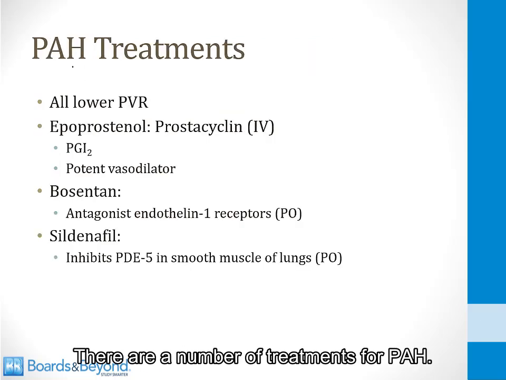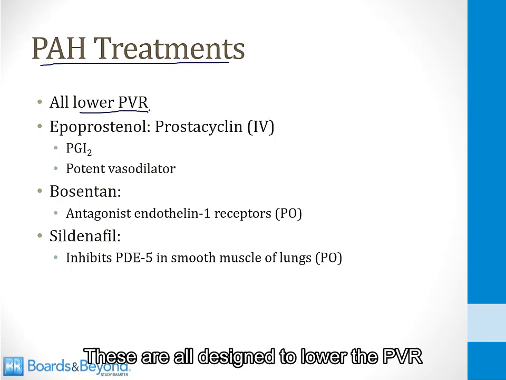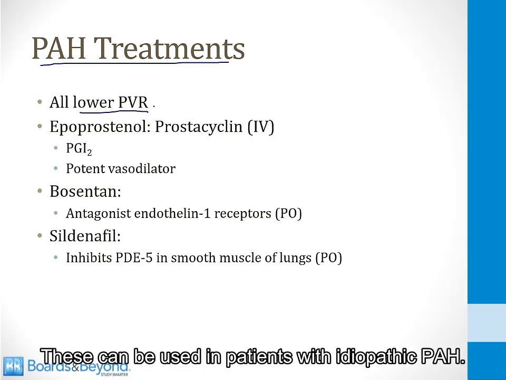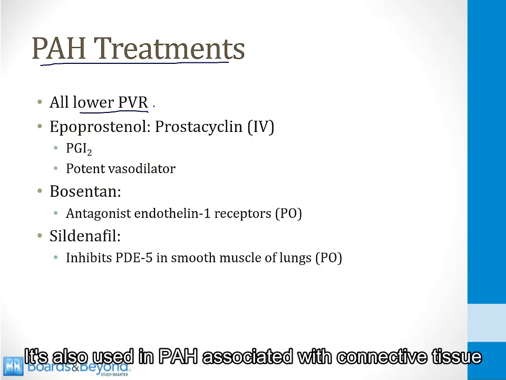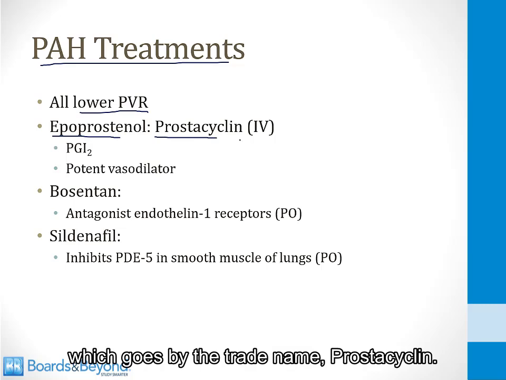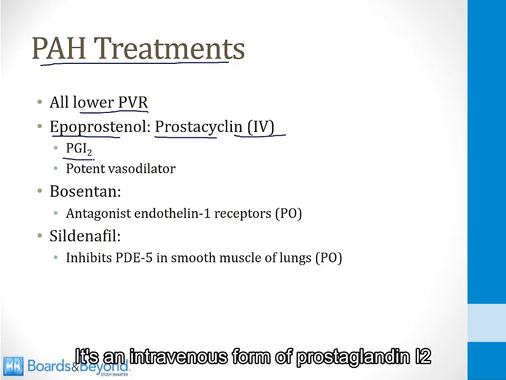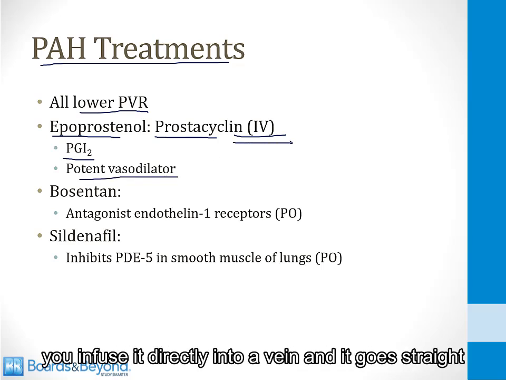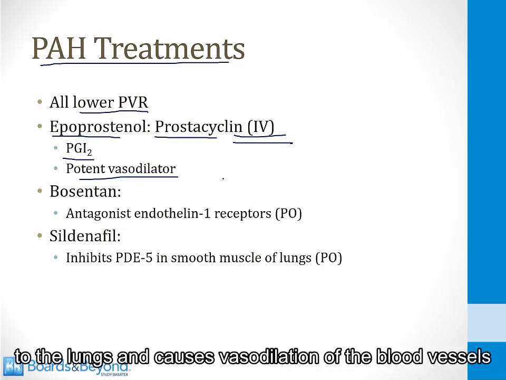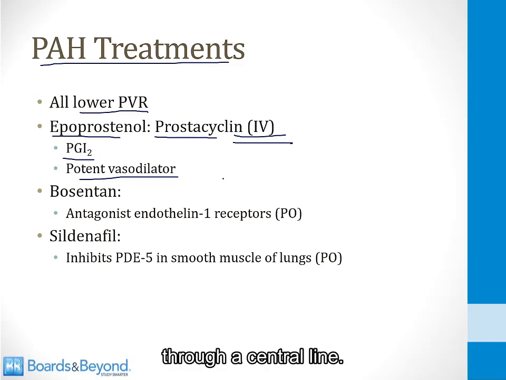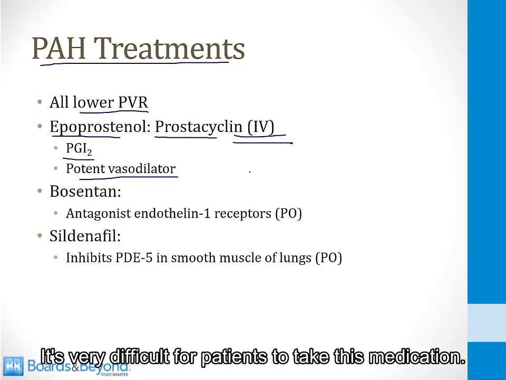There are a number of treatments for PAH. These are all designed to lower the PVR so that you lower the pulmonary arterial pressure and protect the right ventricle. These can be used in patients with idiopathic PAH. It's also used in PAH associated with connective tissue disease and other conditions. One of the oldest drugs used to treat PAH is epoprostenol, which goes by the trade name prostacyclin. It's an intravenous form of prostaglandin I2, which is a potent vasodilator. And the idea here is that because it's IV, you infuse it directly into a vein and it goes straight to the lungs and causes vasodilation of the blood vessels in the lungs. It has to be given continuously through a central line, and it's very difficult for patients to take this medication.